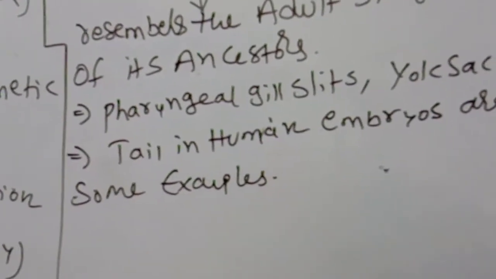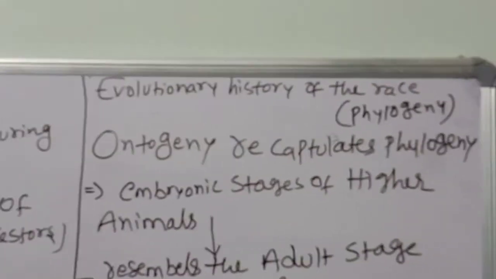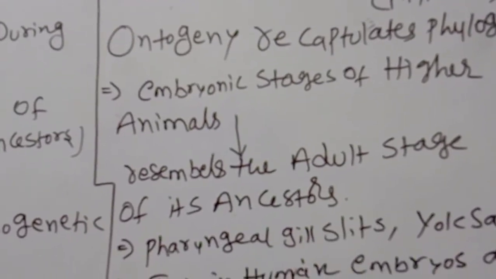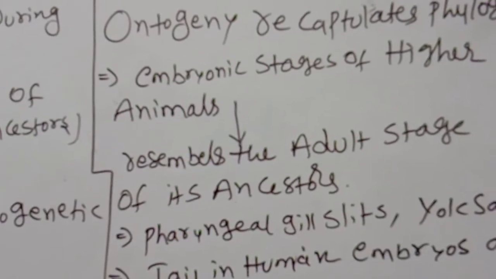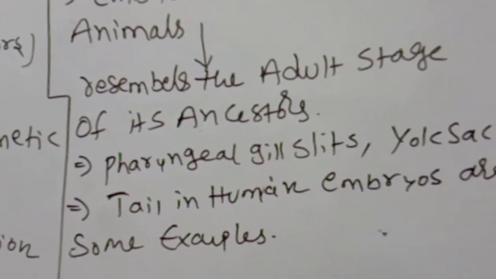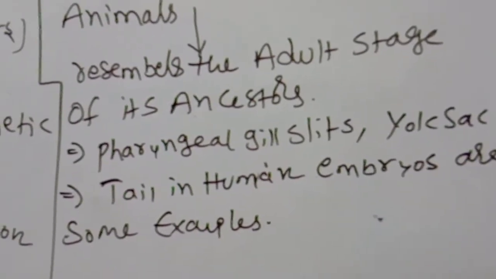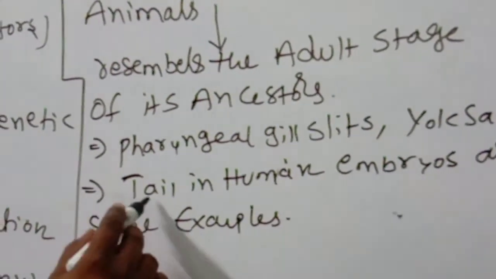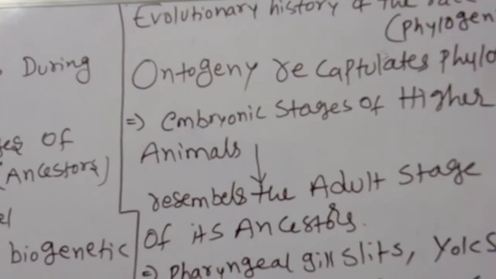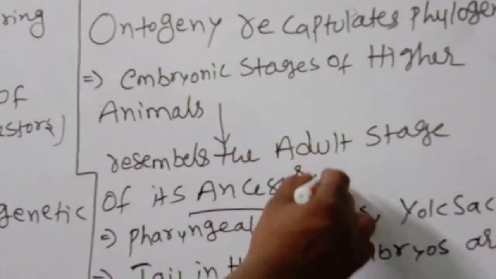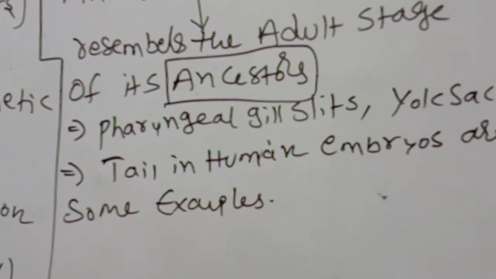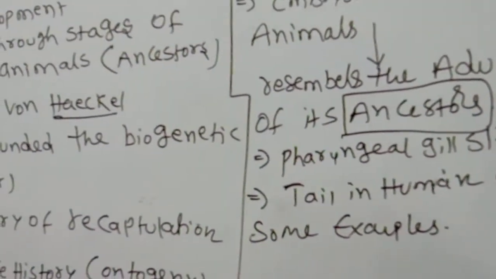So what is ontogeny? Ontogeny means life history, which recapitulates the phylogeny, the evolutionary history of the race. For example, the embryonic stage of higher animals resembles the adult stage of its ancestors. How? Suppose the tail in human embryos. Human ancestors have the tail, but the tail is also showing in the human embryo. It means ontogeny recapitulates phylogeny. So we are seeing in the embryonic stage the adult stage of the ancestors. The theory was proposed by Ernst von Haeckel, the theory of recapitulation.